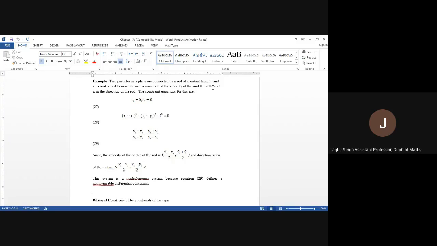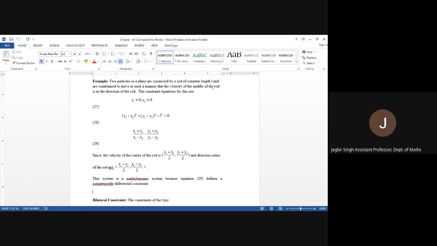I am repeating again. It's an important example. We will discuss it later on in detail. So just try to understand it. What is given? The particles are moving in the plane and fixed at the ends of the rod. So just assume that one point is (x1, y1), second point is (x2, y2). The first equation is (x1 - x2)² + (y1 - y2)² - L² = 0. This is the length of the rod.